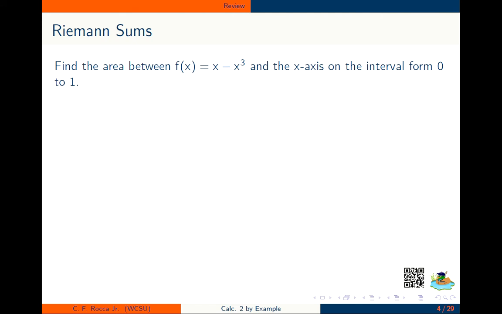This next problem we're going to look at involves Riemann sums. So this is what we want to do. We want to find the area between a function f of x equals x minus x cubed and the x-axis on the interval from 0 to 1. So we're going to do this by approximating it.